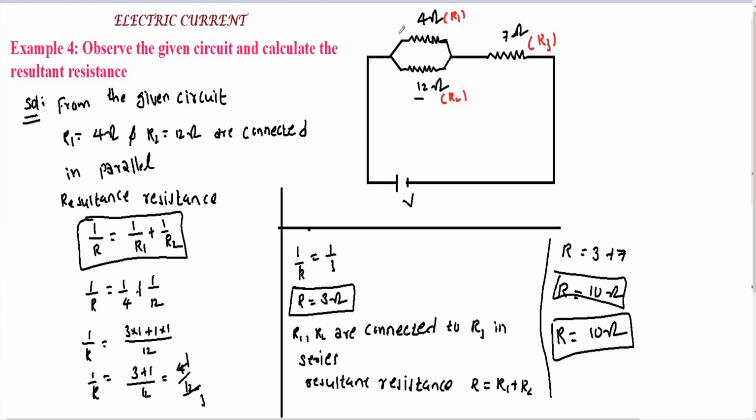First, look at these two resistors. These two are parallel to each other, and after that these two are connected in series to the third resistance. So first we have to find the resultant resistance of these two resistors. After that we have to find the resultant resistance with resistance R3 in the series connection.